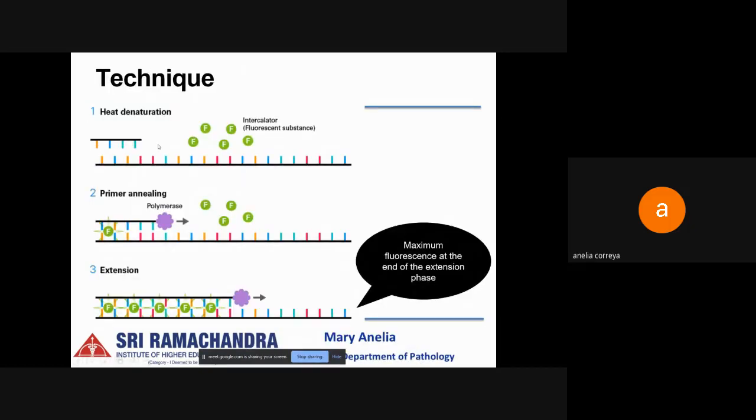So how is this done? Same as above, we take the 2 DNA strands, they are denatured, and here we have to add a fluorescent substance. Then we add a primer, and with the help of DNA polymerase, the complementary strand is formed. As it is formed, the fluorescent substance will come and bind as the bonds are forming. At the end of the extension phase, we will see maximum fluorescence, and this is the stage at which we should measure the fluorescent intensities.